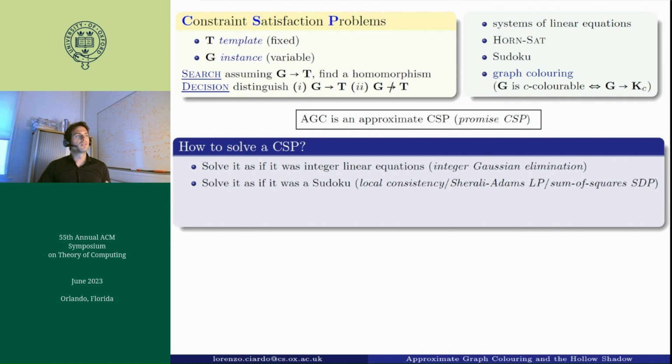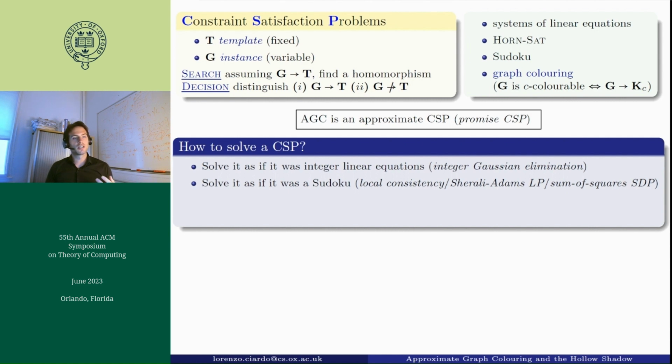Another way is to solve it as if it was a Sudoku. So to solve a Sudoku, the standard method is to look at the first cell, look at all the numbers we can plug in it, then look at the second cell, look at all the numbers you can plug in the second cell, and so on, until we find some contradiction. And when we find a contradiction, we can remove possible assignments.